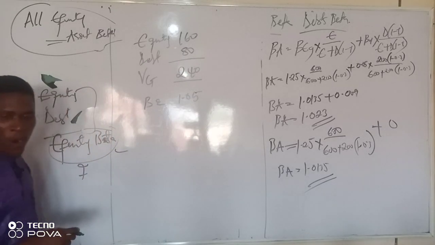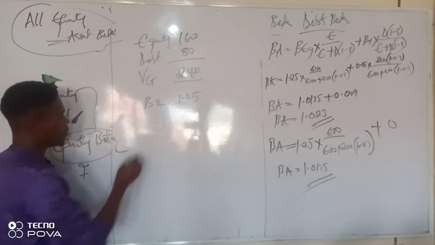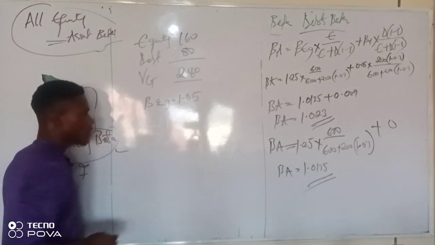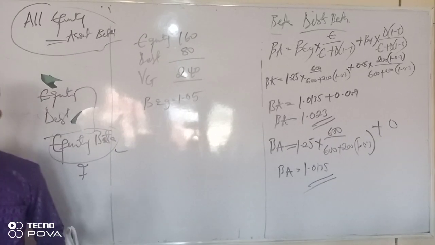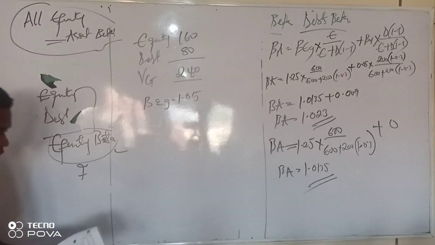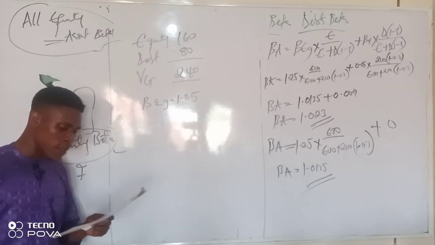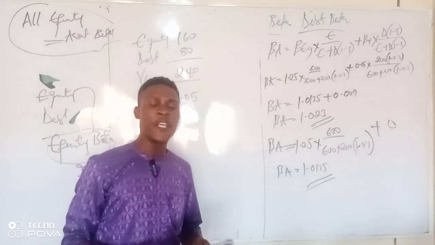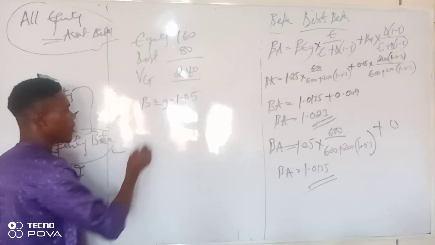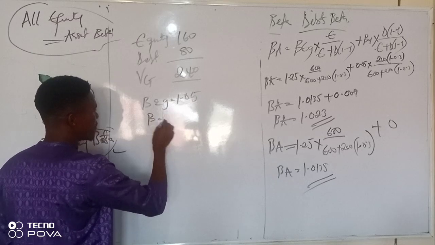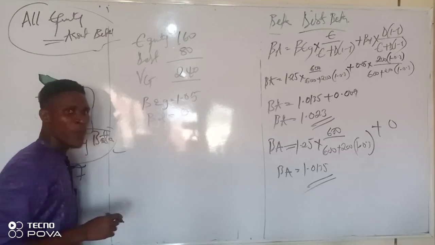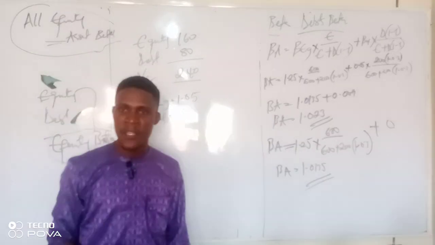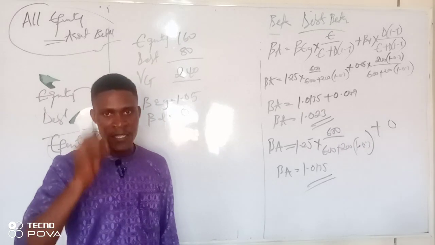Is this beta for geared or ungeared? Geared. That is the beta equity of the geared company, 1.05. Then it is assumed that the debt is risk free. If the debt is risk free, what will be the beta of debt? Zero. Once your debt is risk free, your beta of debt is 0.